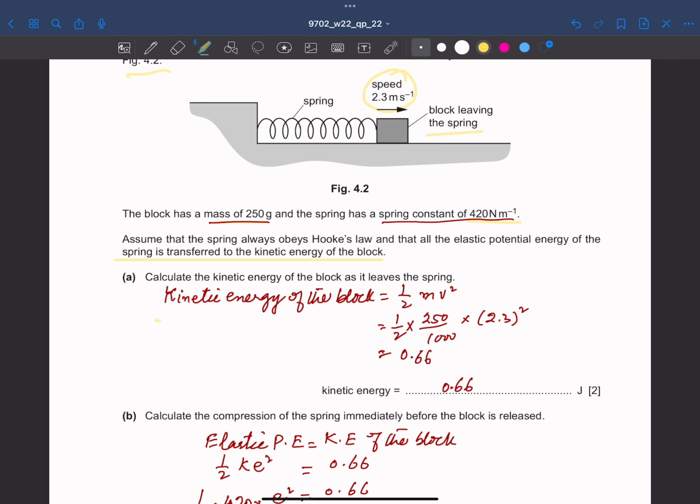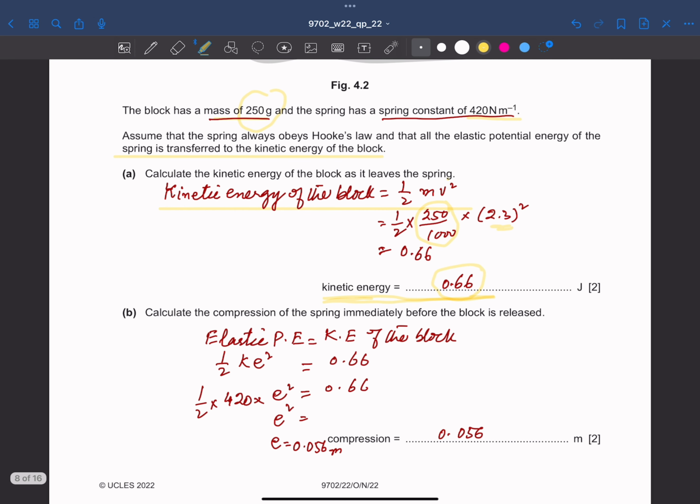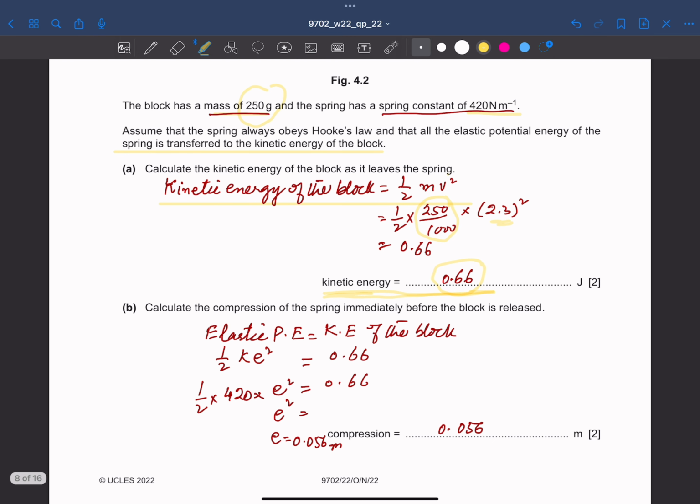So simple thing is that kinetic energy is nothing but half mv square, and you can change this 250 gram into kg by dividing it by 1000, and 2.3 is the value of the velocity given here. So when you do the calculation, you will get this answer 0.66 joules. Now what they are saying, calculate the compression of the spring immediately before the block is released. So at one point the block was compressed, and of course at one point it's released.